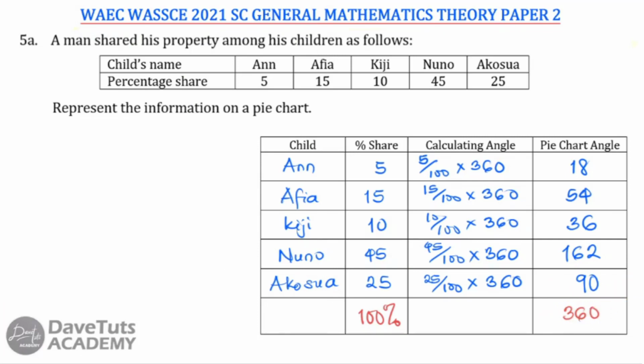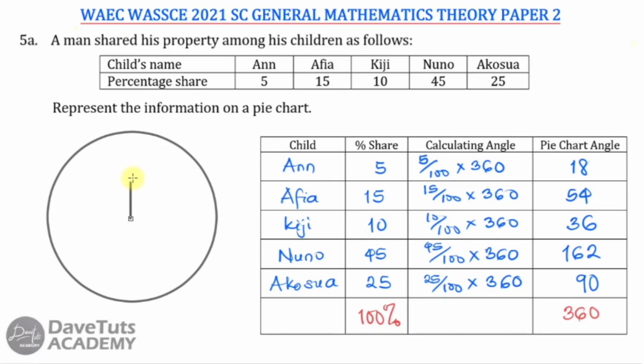And then the onus is lying on us to now put all of this information on the pie chart, okay? And for us to put it on the pie chart, I just want to start with 90 because I know that 90 is a right angle. So this is looking like the center of the circle. So 90 can just go straight like this. So that will be Akosua.